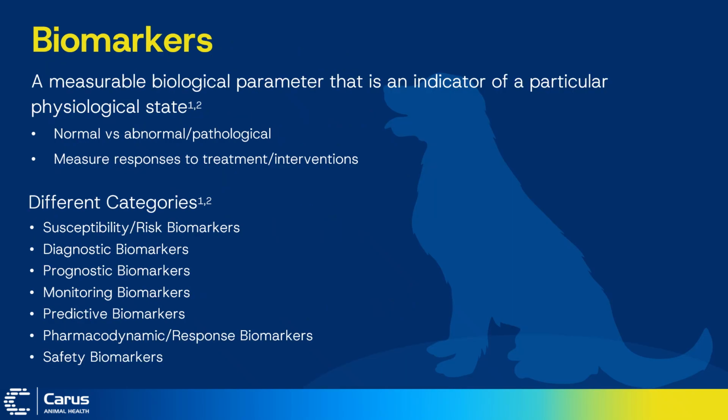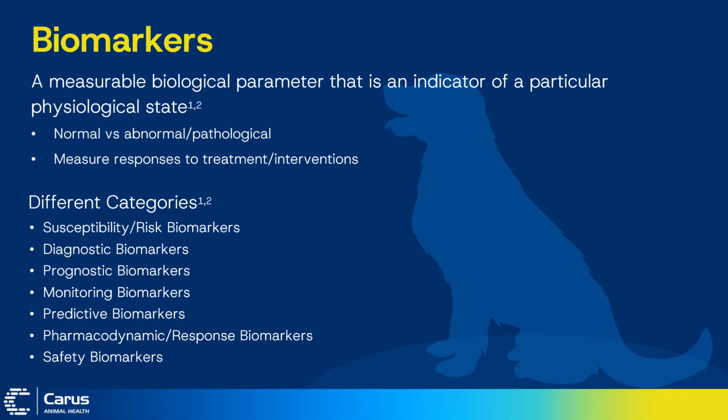So firstly, what do we mean when we say biomarker? A biomarker is a measurable biological parameter that's an indicator of a particular physiological state. They can be used to show normal or pathological states, as well as measure responses to treatments or interventions. They're classified into various types, such as molecular, so DNA, proteins or metabolites, histologic biomarkers for grading and staging of neoplasia, and physiologic biomarkers, so blood pressure, heart rate or temperature.